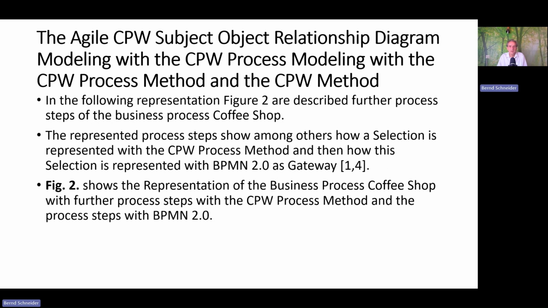In the following representation, figure 2, are described further process steps of the business process coffee shop. The represented process steps show, among others, how a selection is represented with the CPW process method, and then how this selection is represented with Business Process Modeling Notation 2.0 as gateway. Figure 2 shows the representation of the business process coffee shop with further process steps with the CPW process method and the process steps with Business Process Modeling Notation 2.0.